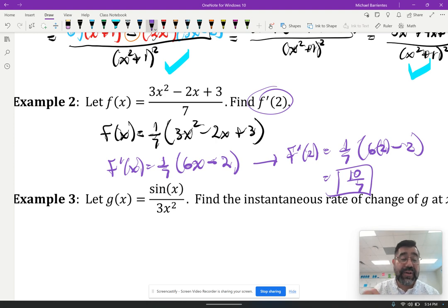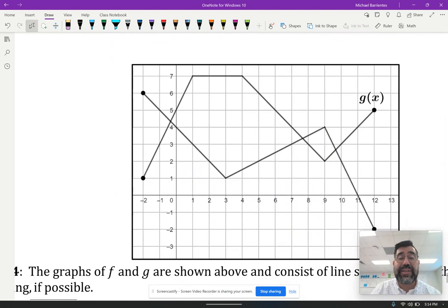We're going to pause this video. We'll come back and do example 3, and then we'll look at some of those graphs that we see at the bottom of the page.